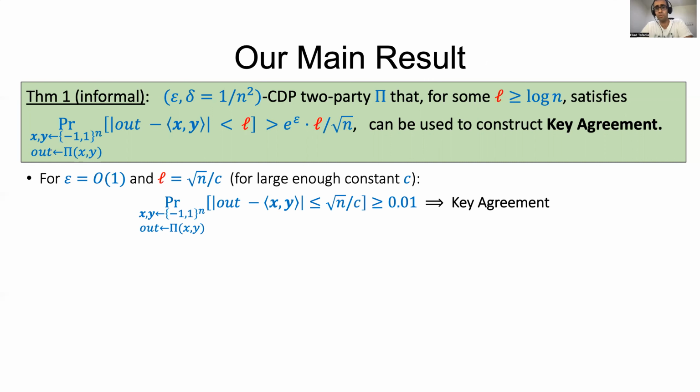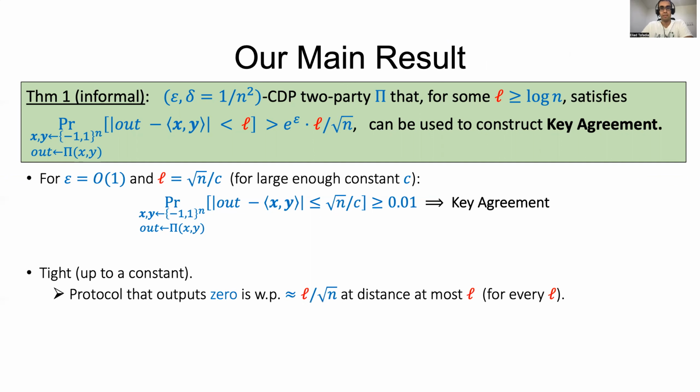For example, let's focus on the case where epsilon is a constant and L is square root of N over C for a large constant C. Applying the theorem on this case yields that a CDP protocol that has additive error square root of N over C, even with only 0.01 confidence over random databases, can be used to construct key agreement. Note that this theorem is tight up to a constant, since the trivial protocol where both parties just output 0 is, with probability L over square root of N, at distance at most L for every L, just by the properties of the binomial distribution.